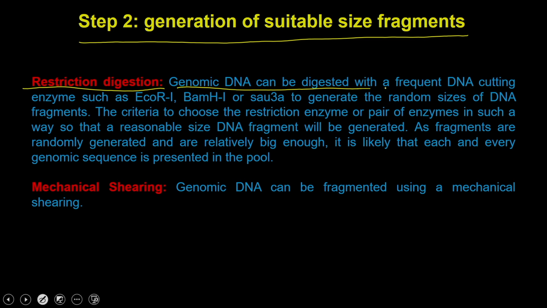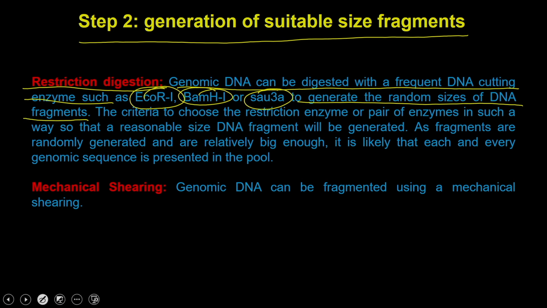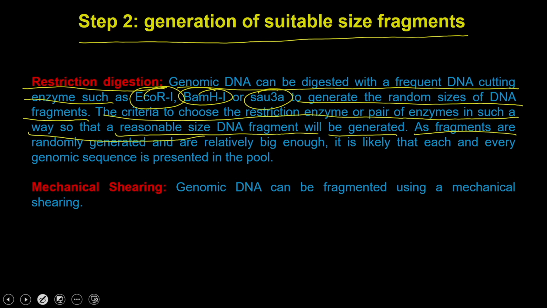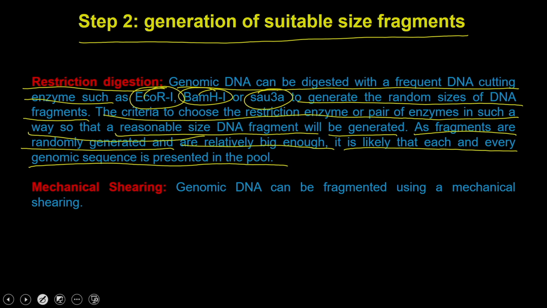Genomic DNA can be digested with a frequent DNA cutting enzyme. For example, you can use EcoRI, BamHI, HindIII, SalI to generate random sizes of DNA fragments. The criterion is to choose the restriction enzyme or pair of enzymes in such a way that reasonably sized DNA fragments will be generated. As fragments are randomly generated and are relatively big, it is likely that every genomic sequence is represented in the pool, which means the purpose of generating the genomic fragments is that each fragment should represent a single gene. That is the ideal situation.